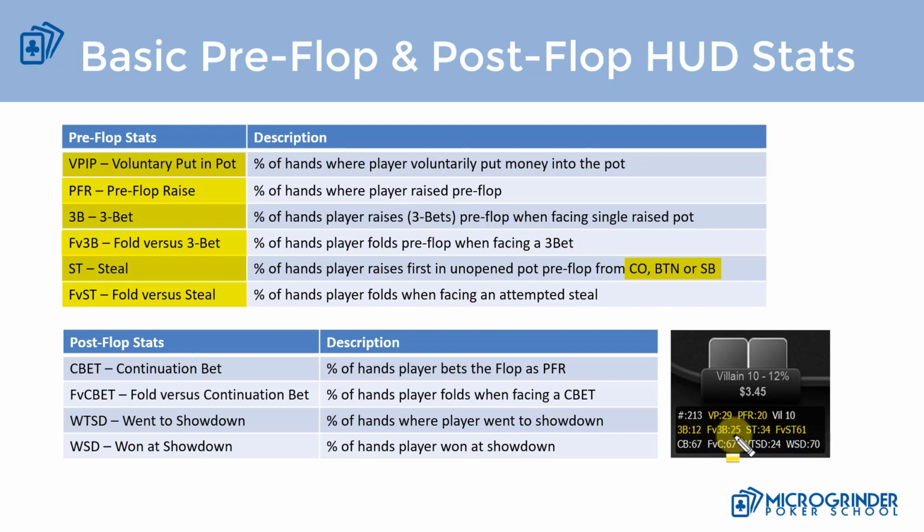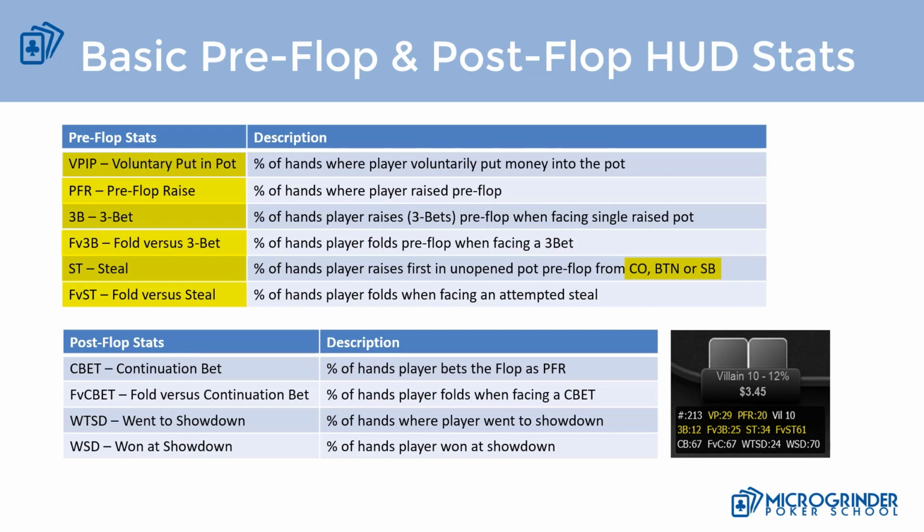So whenever facing a 3-bet, they are folding 25% of the time. When they have an attempt to steal the blinds, they're stealing 34% of the time. And when they face a steal attempt, they are folding 61% of the time. Okay, so that's our pre-flop stats.